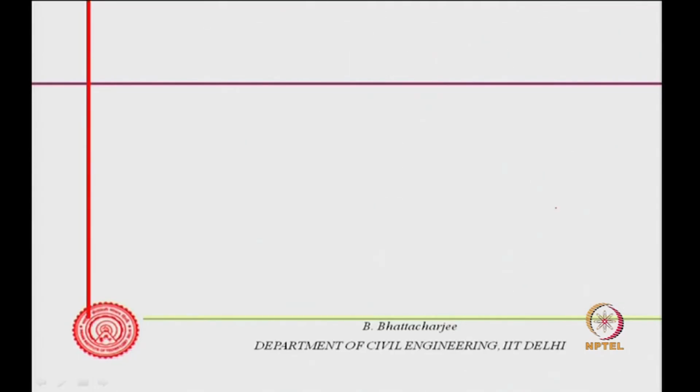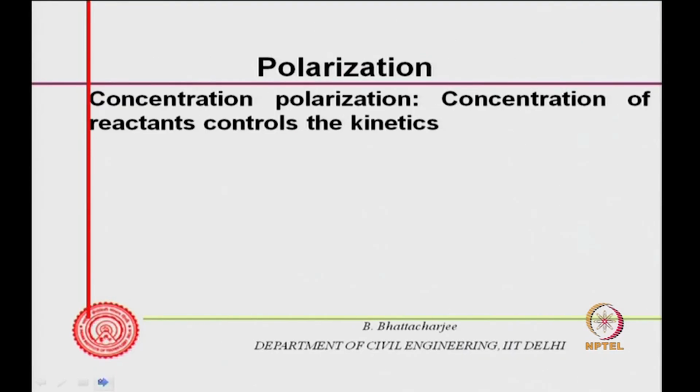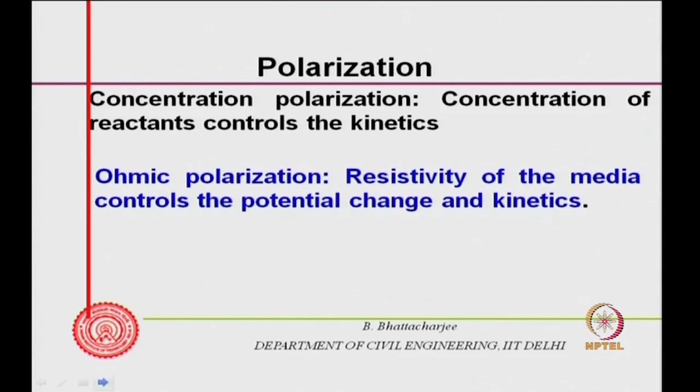This IR drop across a resistance, we call ohmic polarization, because I have connected a resistance. Now, this occurs in a galvanic cell, and it can occur even in the case of a corrosion cell. It can occur when the concentration of one of the reacting species is less. For example, if oxygen is less, the cathodic current may not pass, and therefore, the corrosion process will become slower. So, this is called concentration polarization.